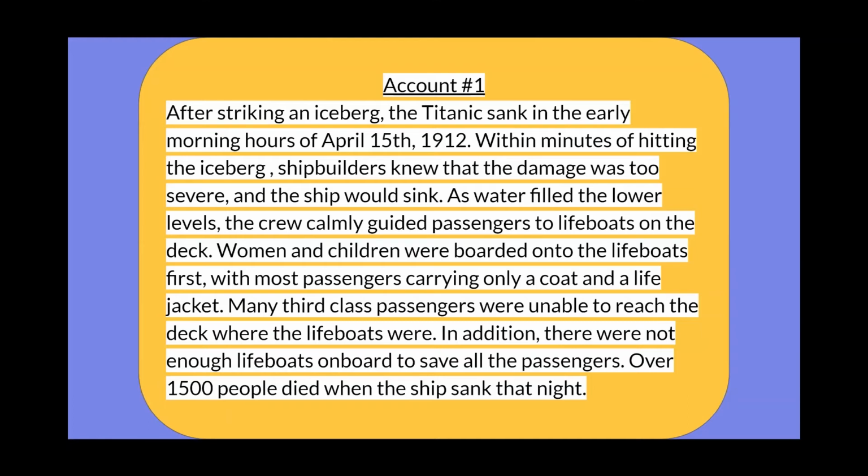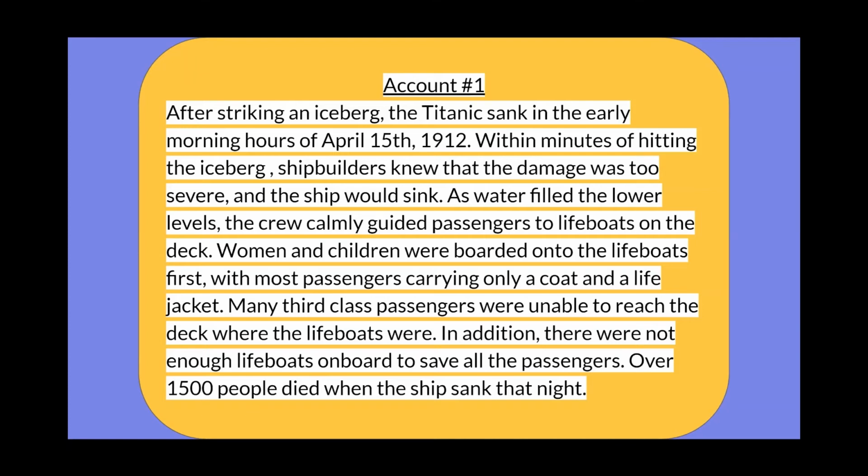Within minutes of hitting the iceberg, shipbuilders knew that the damage was too severe and the ship would sink. As water filled the lower levels, the crew calmly guided passengers to lifeboats on the deck. Women and children were boarded onto the lifeboats first, with most passengers carrying only a coat and the life jacket. Many third-class passengers were unable to reach the deck where the lifeboats were. In addition, there were not enough lifeboats on board to save all the passengers. Over 1,500 people died when the ship sank that night."